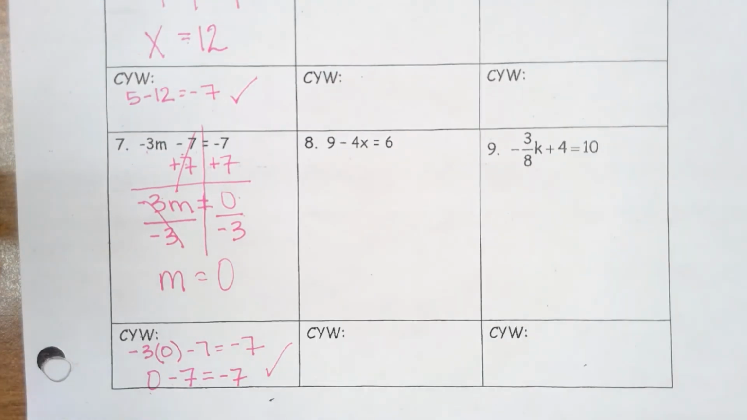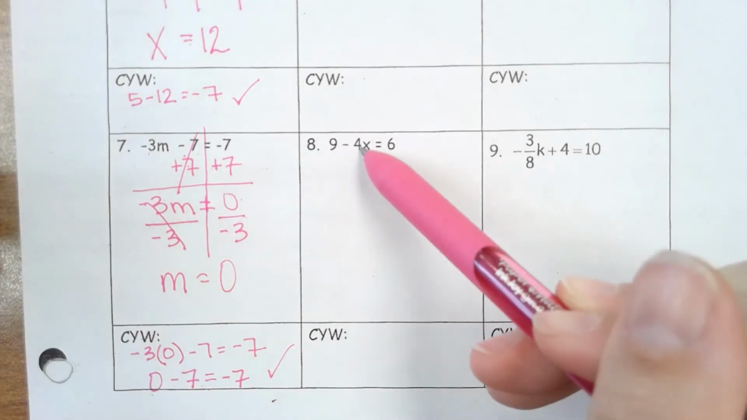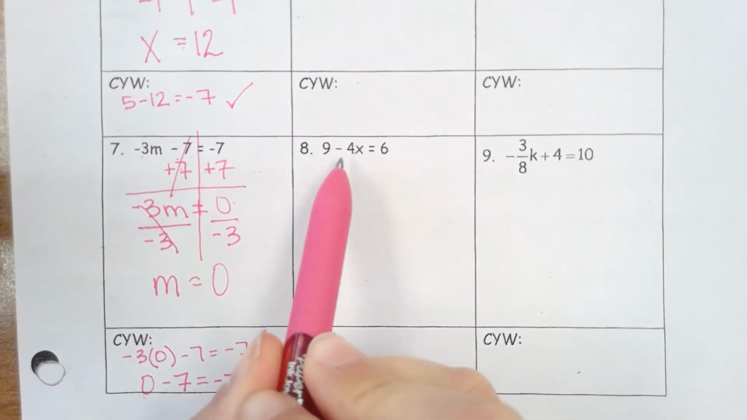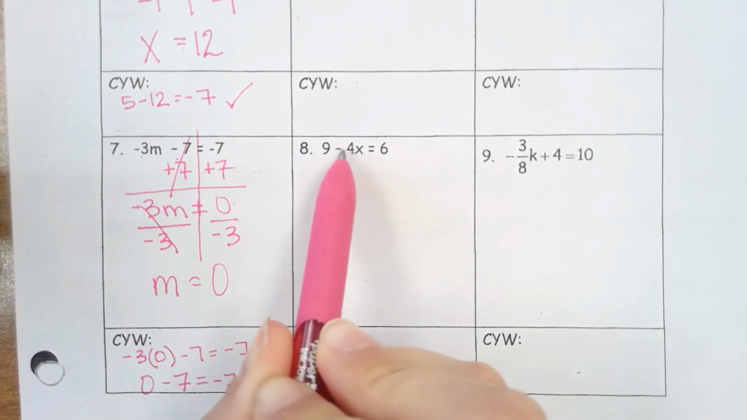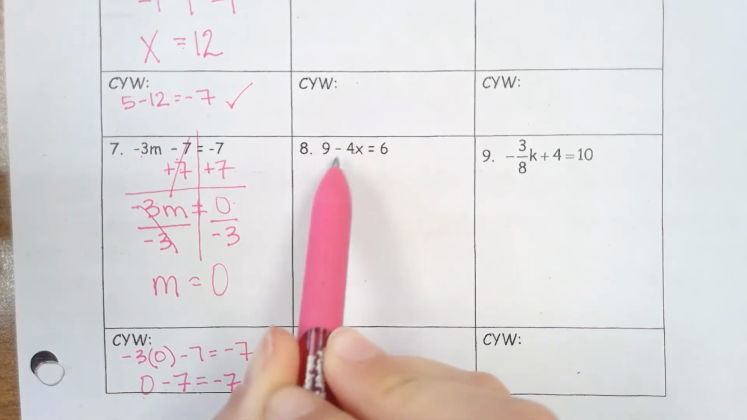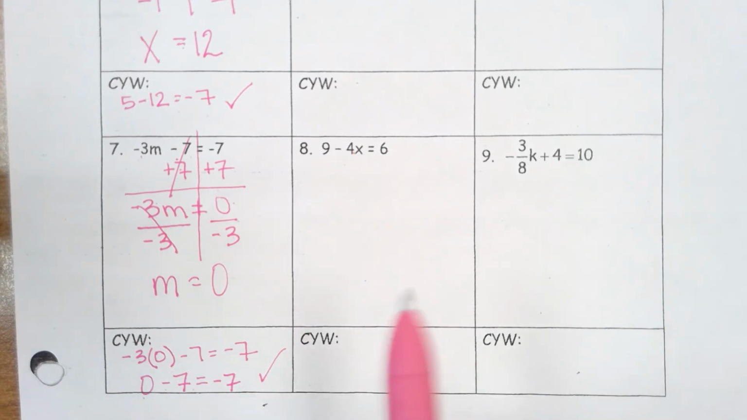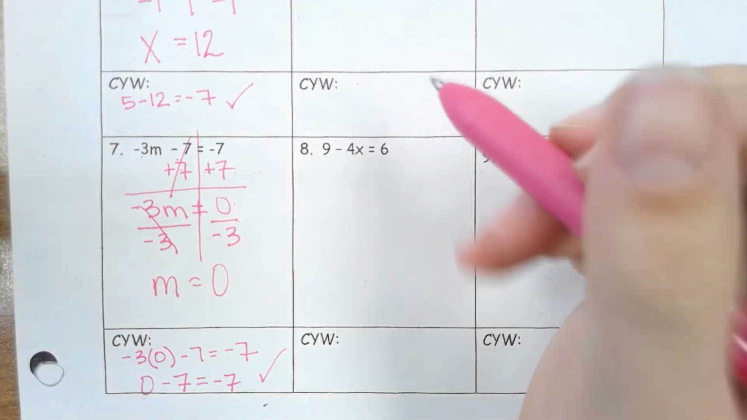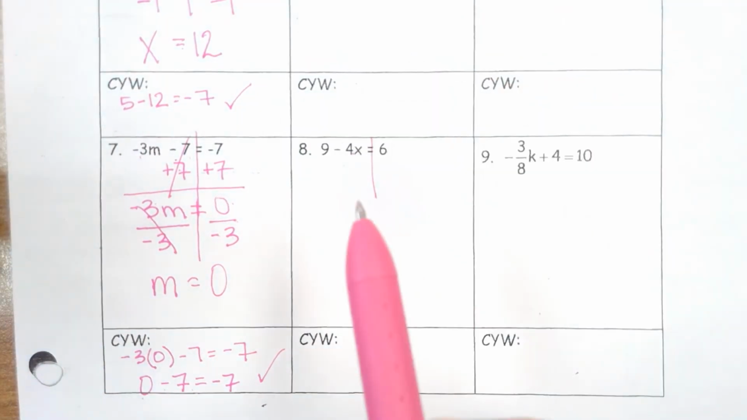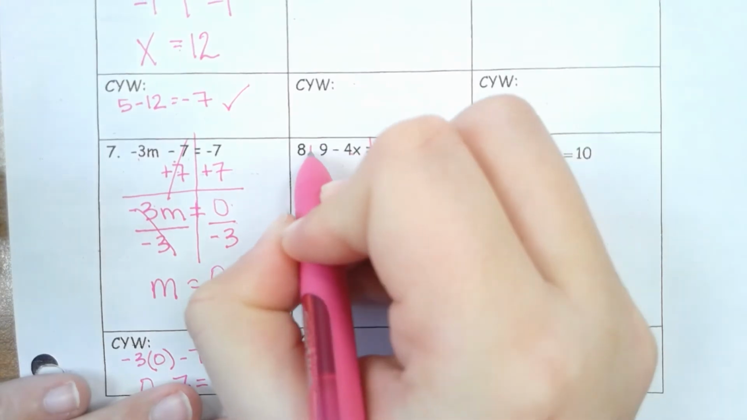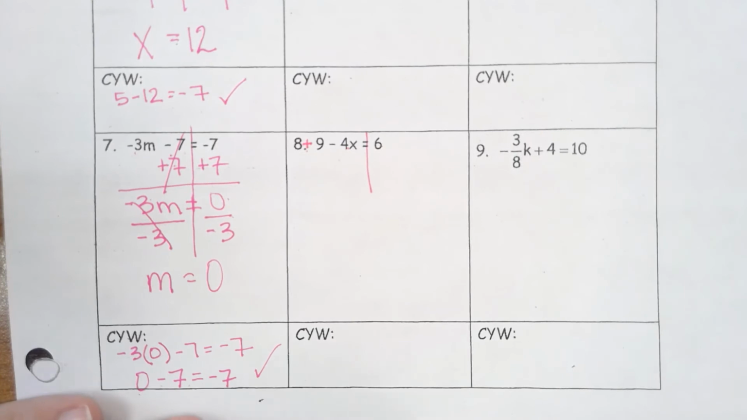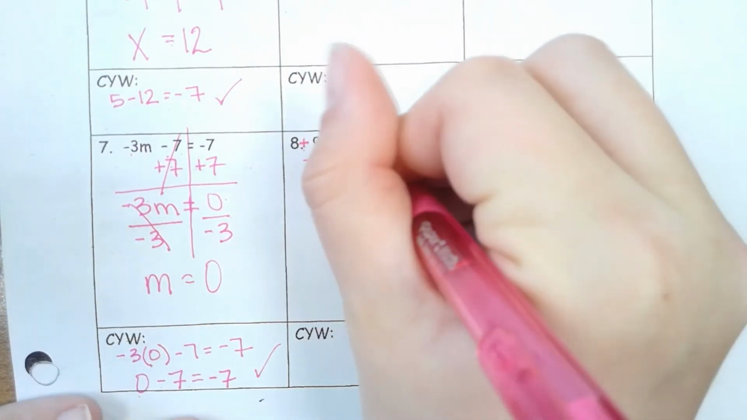All right, next one. So we have 9 minus 4x equals 6. Okay. So once again, we want to get x by itself, so we need to move these numbers on the same side as x over to the other side. And you always want to move the number that's adding or subtracting and it's not attached to the x. So in this case, we want to move the 9. And since it's a positive 9, that means that it's technically adding 9. So the opposite of adding 9 is to subtract it.